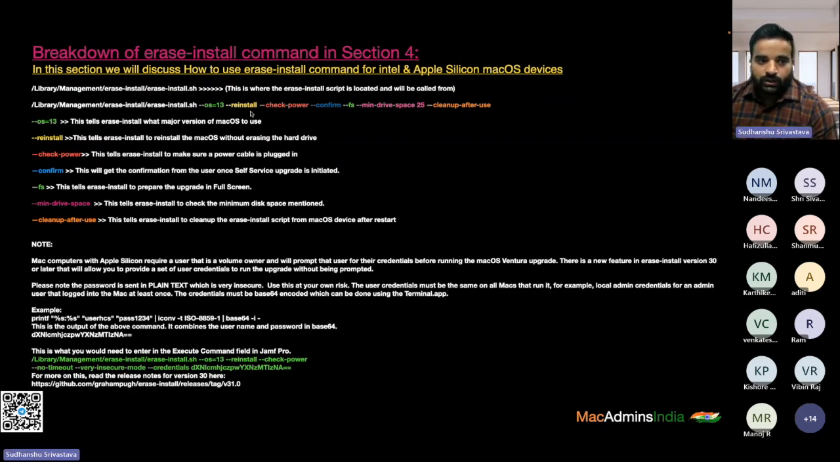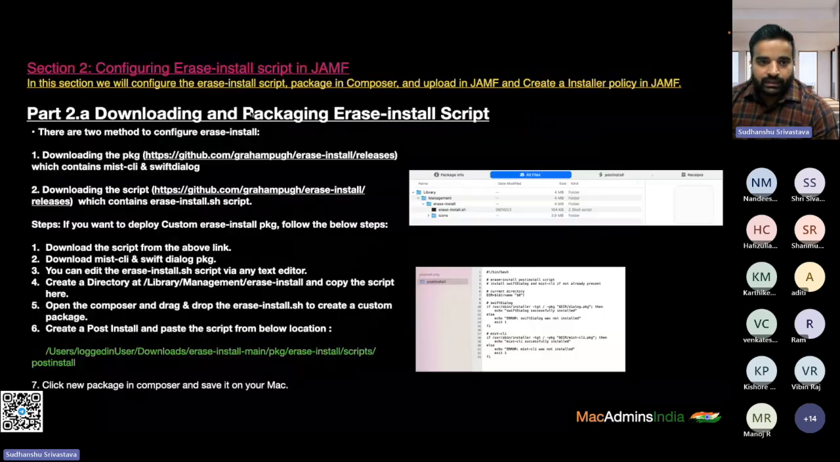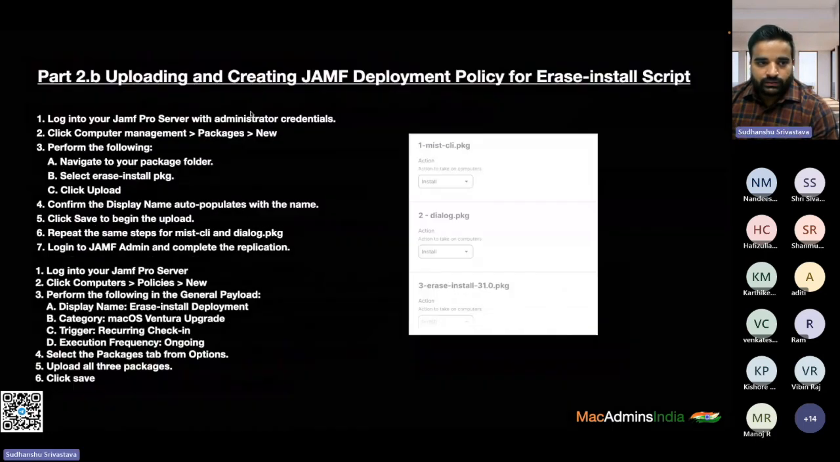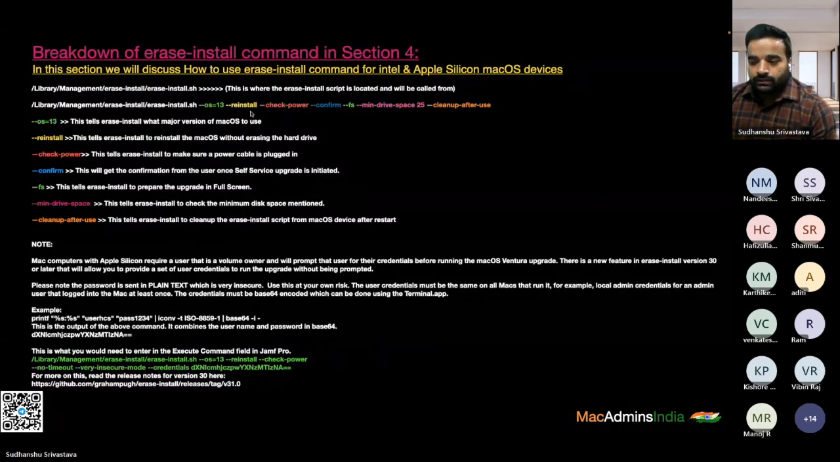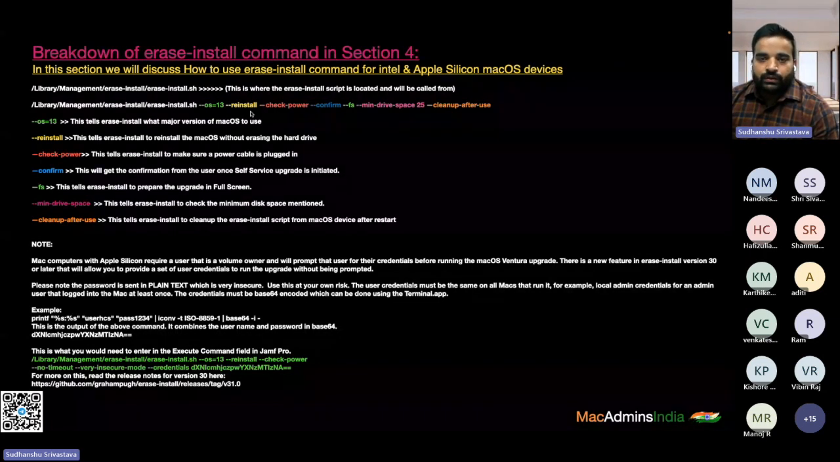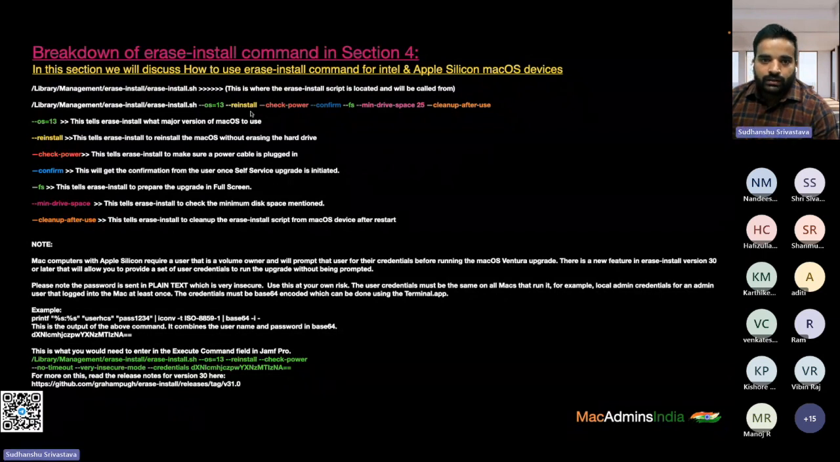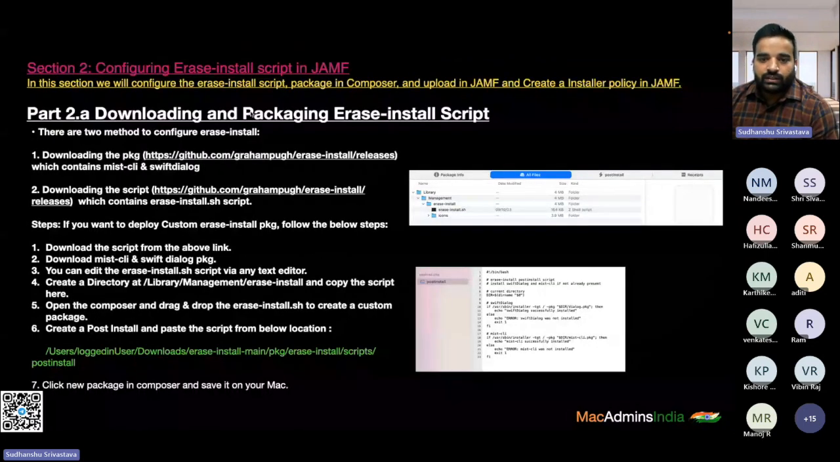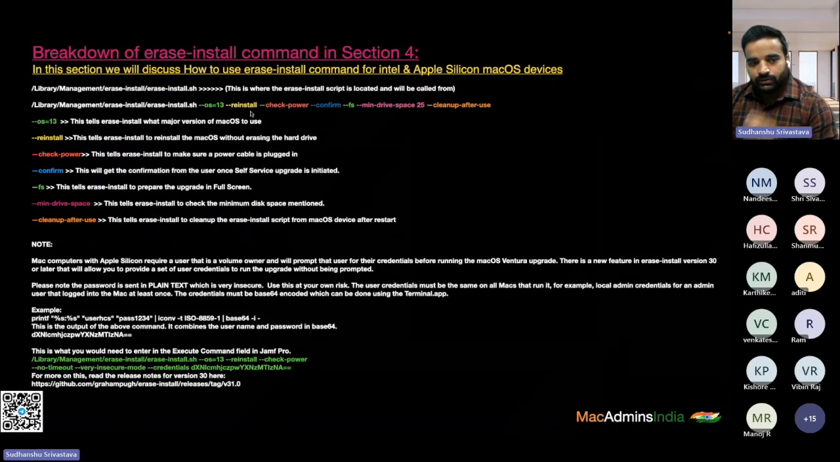So cleanup after use. So what is going to be cleaned up? What is happening actually? So with this erase install script, if I choose the cleanup after use, once the upgrade has happened and the Mac has restarted, it will remove the erase install components that we have installed from the system. Whatever things you can see in the packages, right? Library management, erase install asset, it is going to be removed from the system after the cleanup after use.